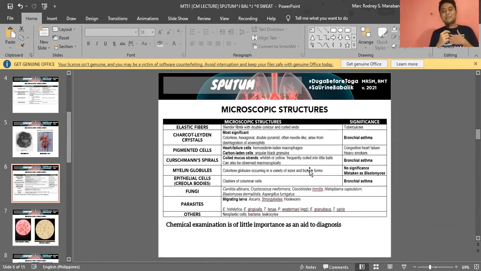Oh my God. Myelin globules have no significance, but they may resemble Blastomyces. I hope this comes out in your exam. I really hope it comes out.